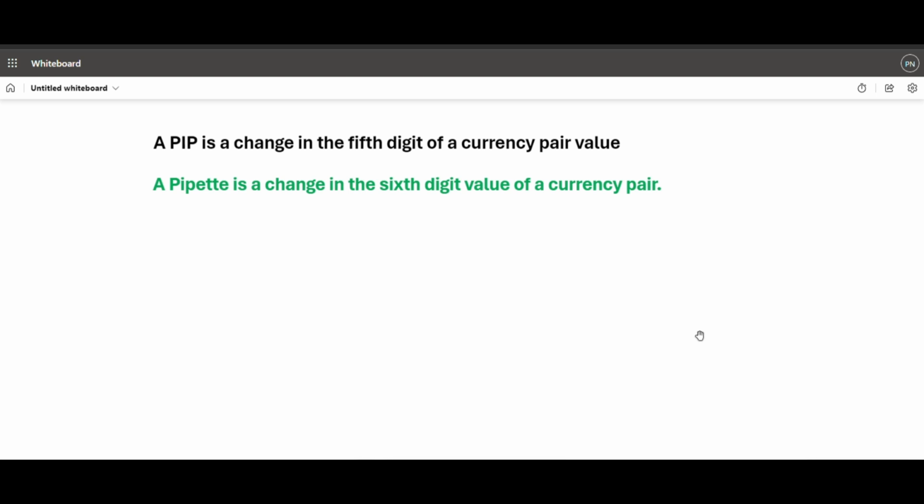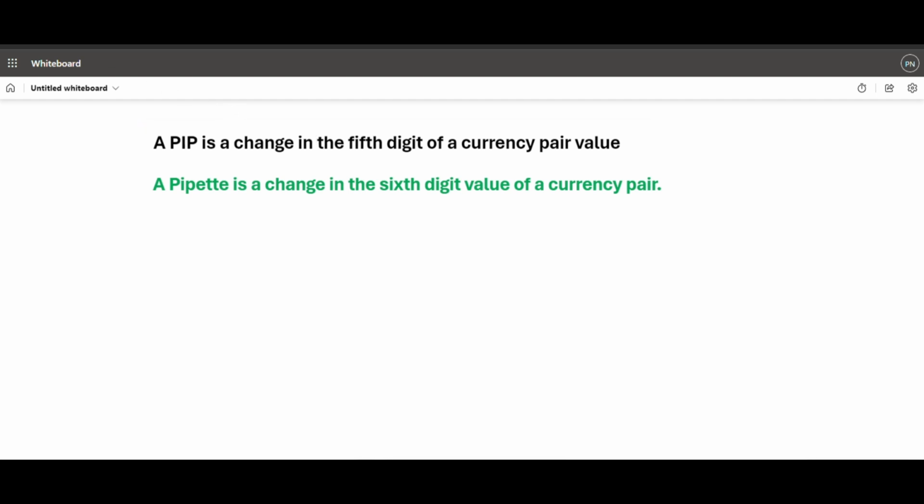Alright, so what's a pip? A pip is a change in the fifth digit of a currency pair value. If you don't know anything about currency pairs, no worries, check the top right corner of your screen and do well to watch that video before coming back to this. A pip is a change in the fifth digit of a currency pair value, while a pipette is a change in the sixth digit value of a currency pair. Okay, so this will look vague unless we go to the chart and see some practical knowledge of pips.